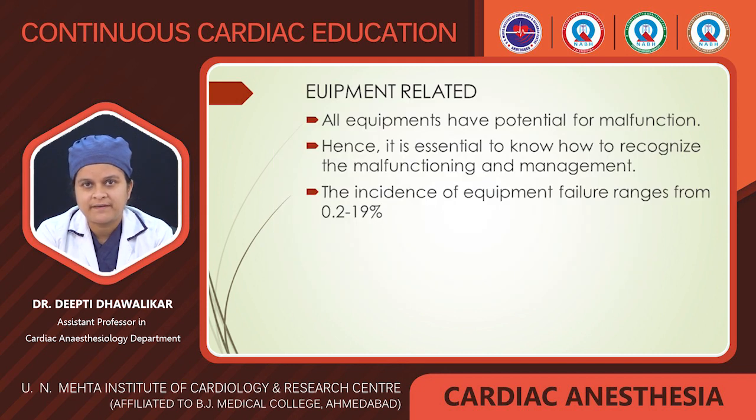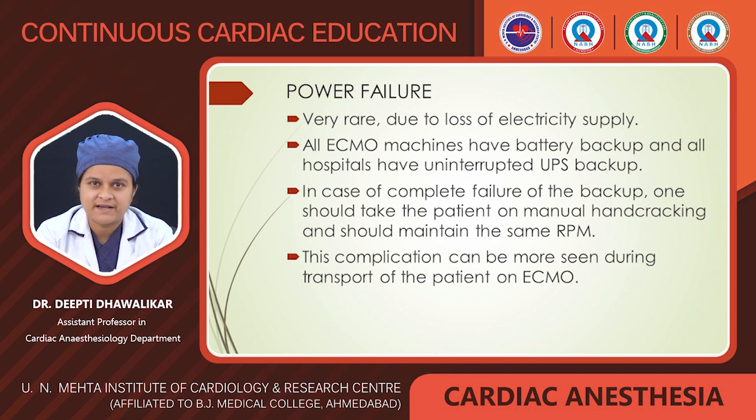First coming to equipment related complications, all parts of the circuit have potential for malfunction. Hence it is essential to know how to recognize the malfunctioning and manage accordingly. The incidence of equipment failure ranges from 0.2 to 19%. Power failure is very rare due to loss of electrical supply, because all ECMO machines have battery backup and all hospitals have uninterrupted UPS backup. In case of complete failure of the backup, one should take the patient on manual hand cranking and should maintain the same RPM. This complication is especially seen while transporting the patient on ECMO.